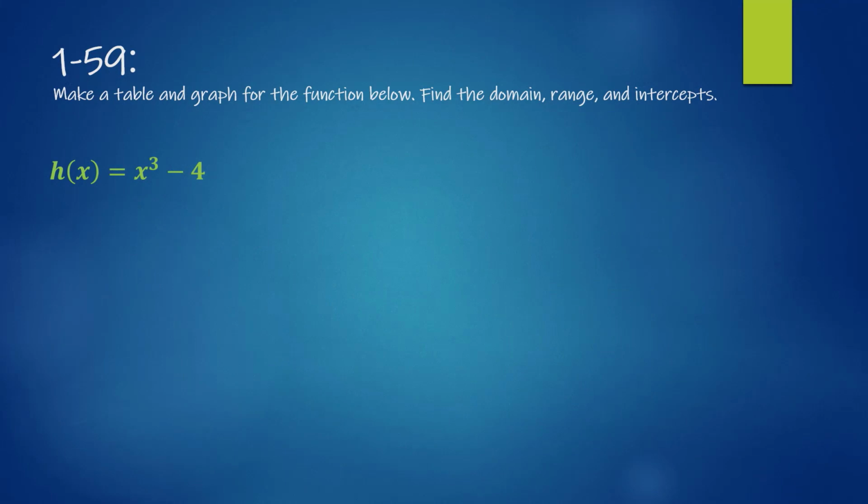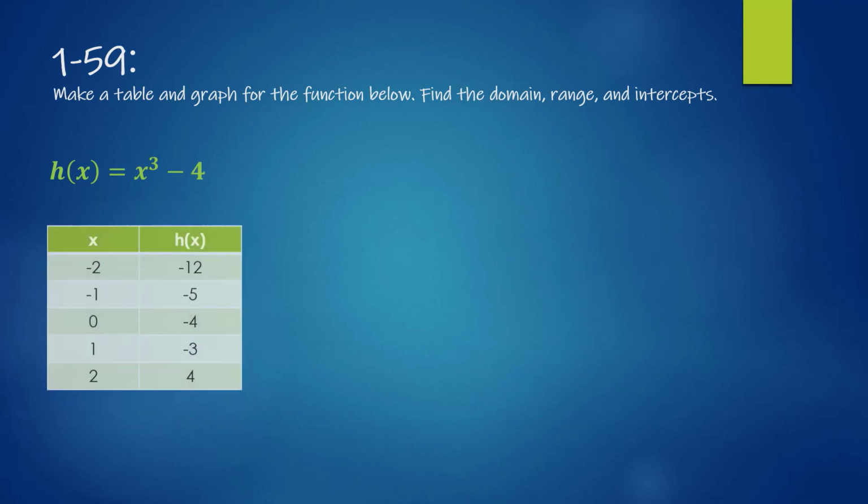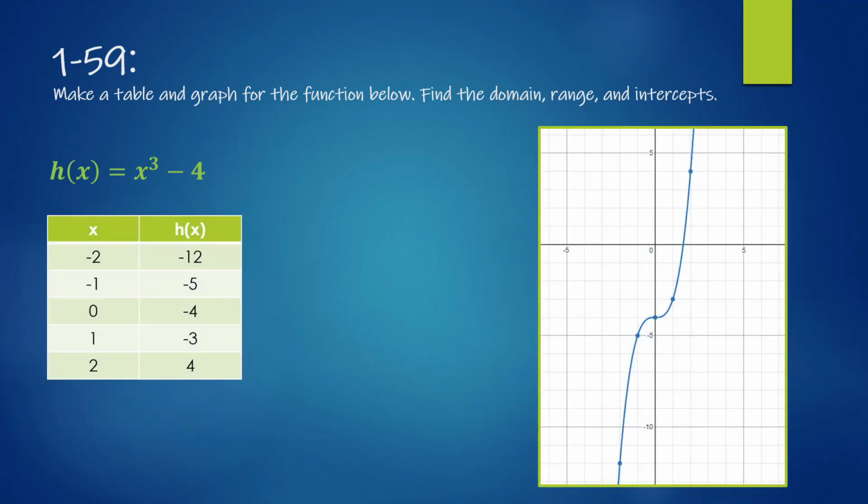All right, we are on 1-59 and it asks us to use this function listed below to make a table and a graph for the function. Find the domain, range, and intercepts. Let's start with the table and the graph at the same time. These are just 5 of the values. I could have put 3 in there, but then 3 cubed minus 4 would be 23. Wait, 27 minus 4? 23. That would have been off the graph we have here. But you can see how I plotted the points.